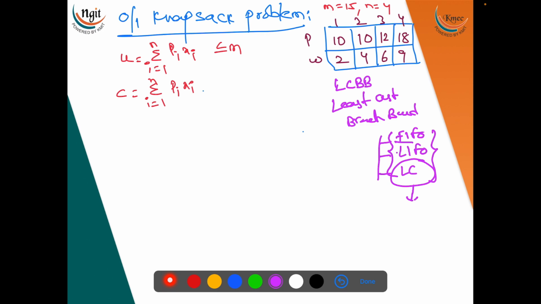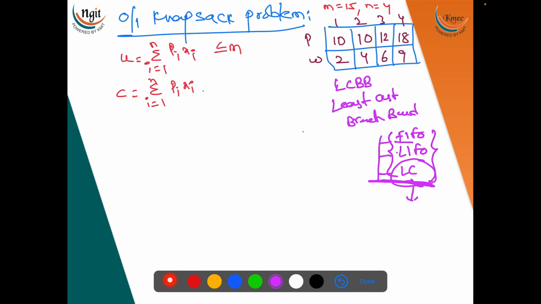Least cost branch and bound means I will be exploring the node whose cost is minimum. For each node in a state space tree, we have to find the upper bound and cost. We define it as the sum of all of the profits.